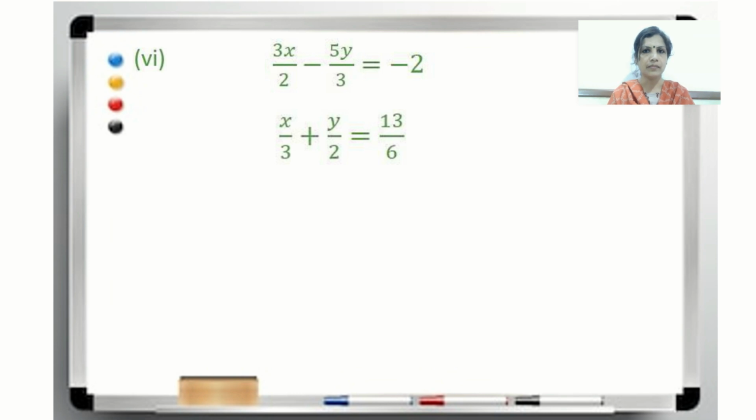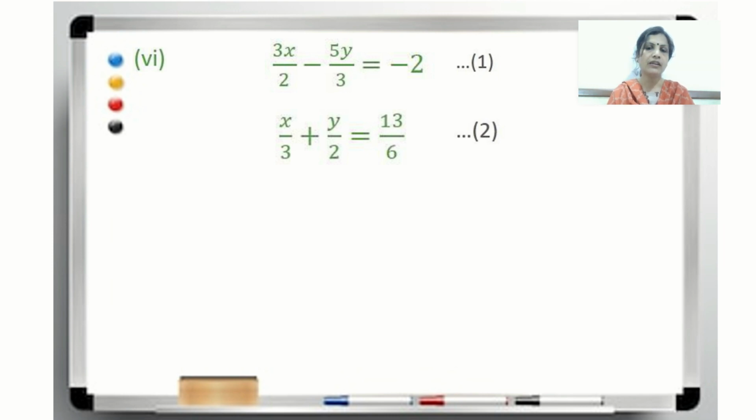This is the sixth sum, exercise 3.3, question number 1 and sixth sum. If you look at the sum, you will observe that now the pair of linear equations is given in fractions. But again, as I said, there is always an easy way to convert our equations into simple equations. Let's see how we can do it. So we will consider 3x upon 2 − 5y upon 3 = −2 as equation 1, and x upon 3 + y upon 2 = 13 upon 6 as equation 2.